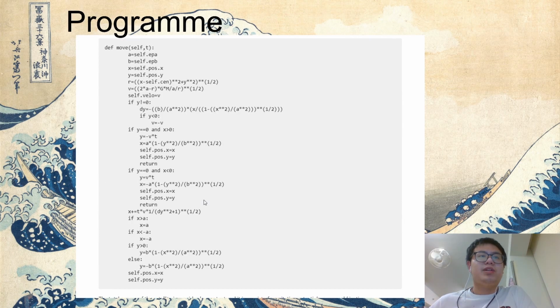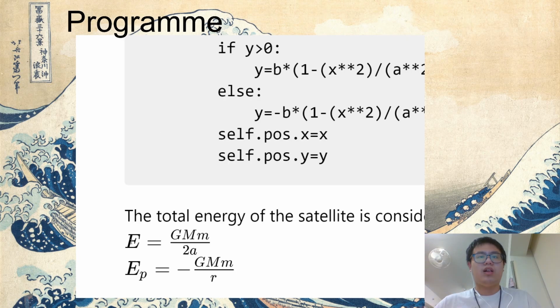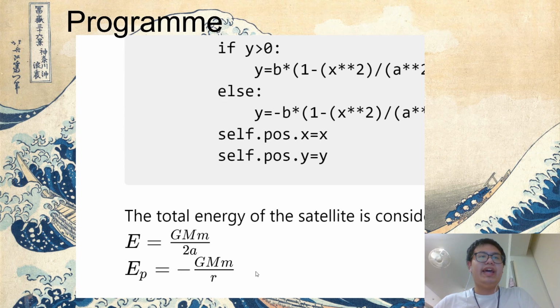This is a major part of the program. It figures out the velocity at every instant. The total energy of the satellite is considered constant, and it consists of gravitational potential energy and kinetic energy. The total energy of the satellite is given by this formula, and the potential energy of the satellite is given by this formula. A is a constant number for every ellipse, and R can be figured out according to its position, so we can figure out the velocity of the satellite at every point.